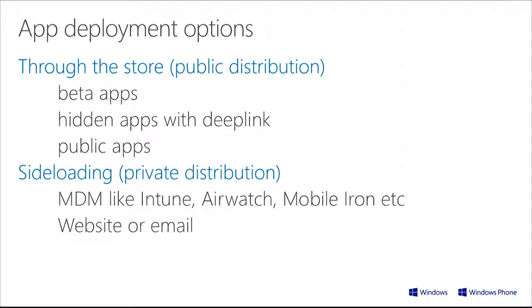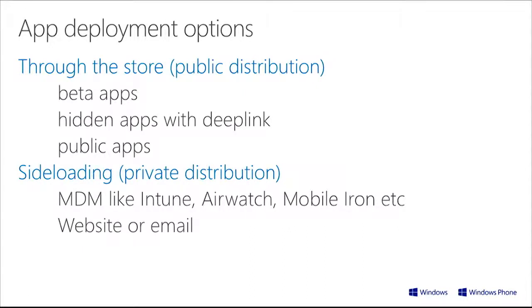The most convenient and easiest one is going to the public store, like every regular application. As the company, you can decide to publish your application to the store. Microsoft certifies the app, and it's there. You can also use beta apps. You know the beta apps we have on the store?